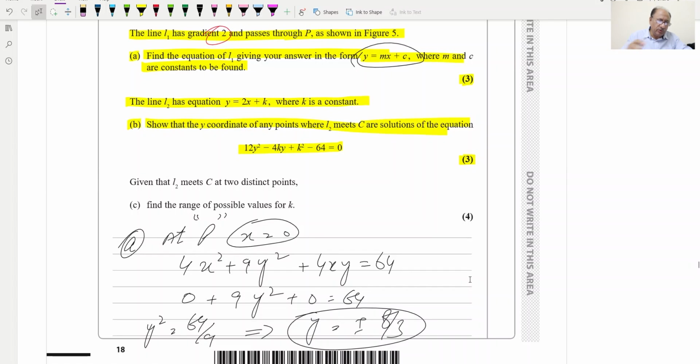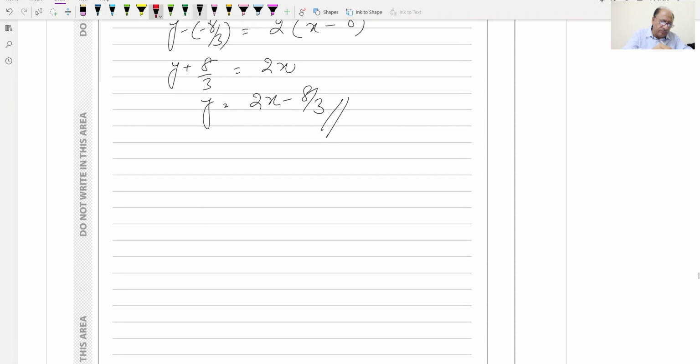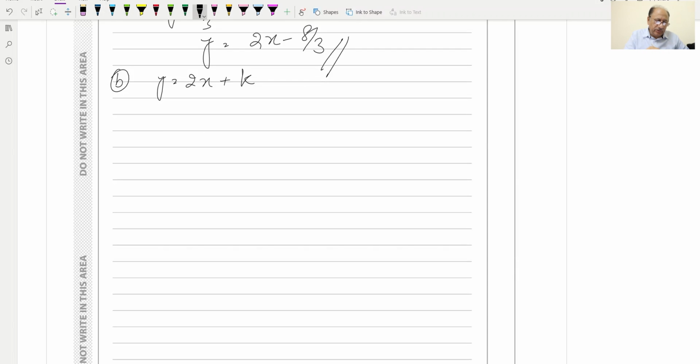So y is equal to 2x plus k. For part B we can solve over here. y is equal to 2x plus k. If we rearrange this equation, we can write 2x is equal to y minus k, and this value we can replace in the given equation, which is 4x squared plus 9y squared plus 4xy is equal to 64.